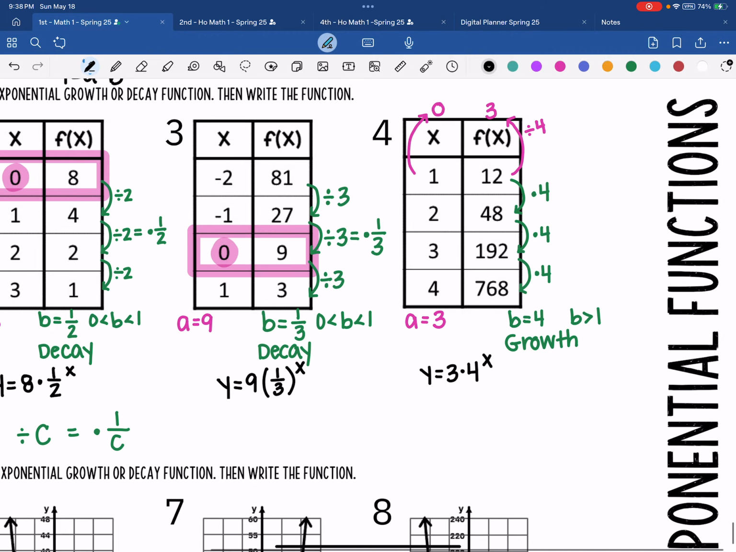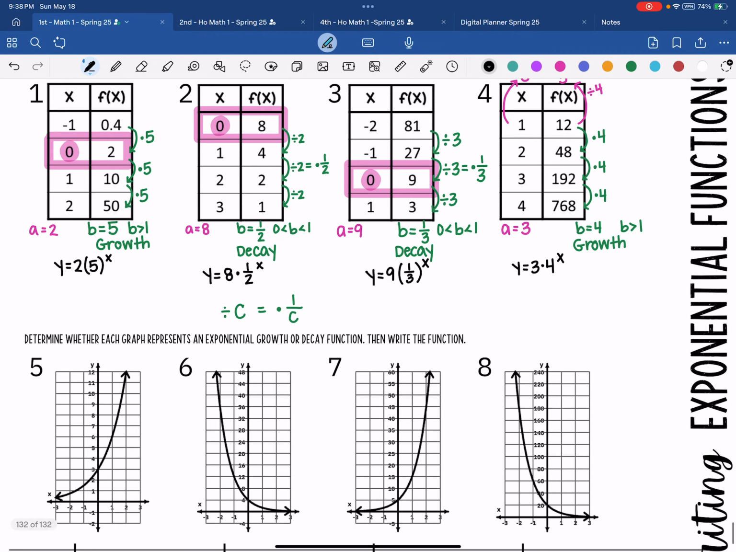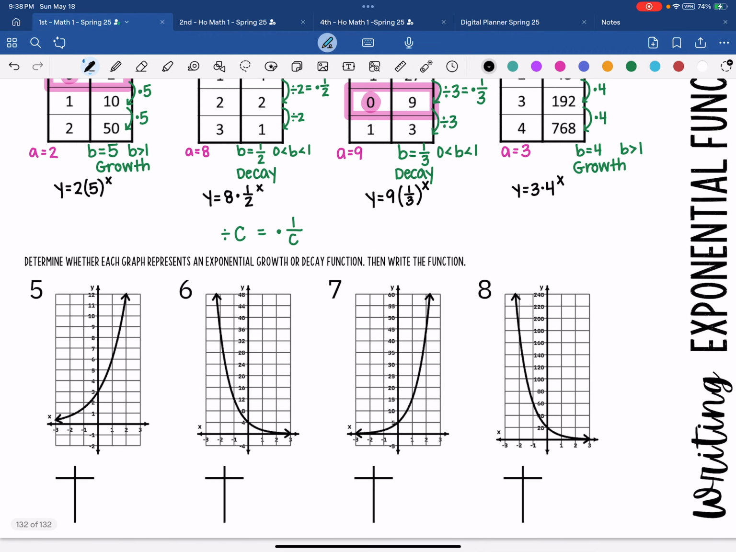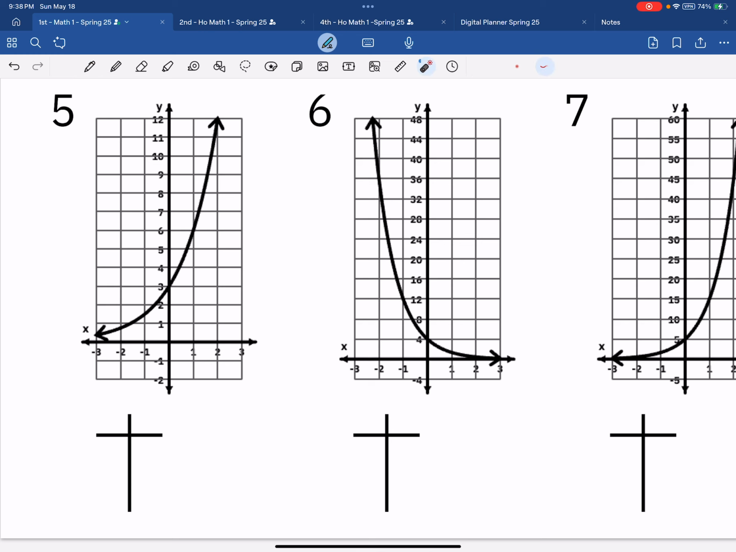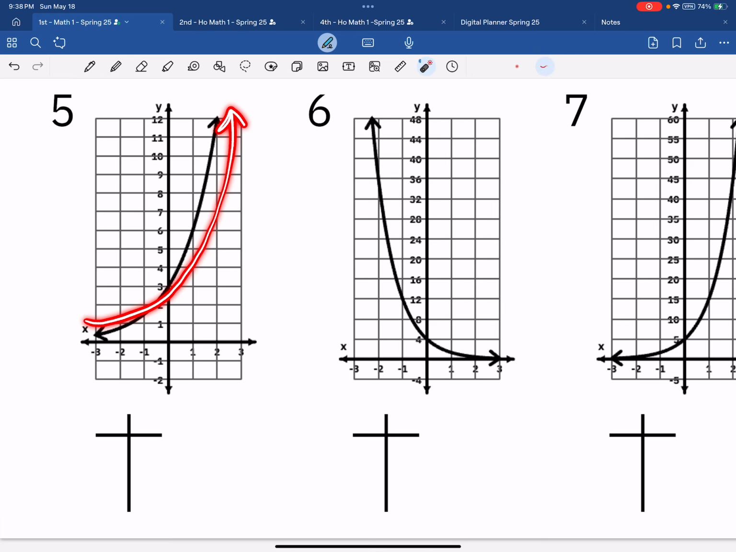All right, so hopefully we're okay with all of those tables. Now what we're going to do is take our knowledge of tables and do graphs. If I look at this graph, I should be able to see that it's J-shaped. It's going up. So this is going to represent growth just because of the J-shape. And we will confirm that when we find the base.